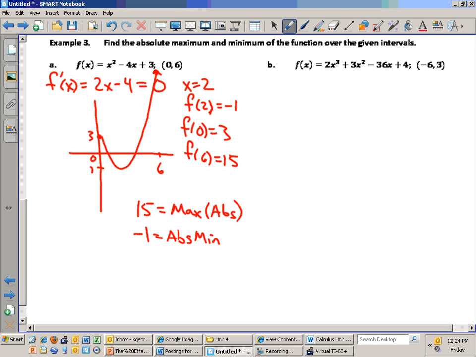And you do that same process. You would check to see where the derivative is equal to 0. That will give you this point right here, and then you check the endpoints to see where they are over there. And notice that our local min also was an absolute min, and then one of our endpoints was a max.